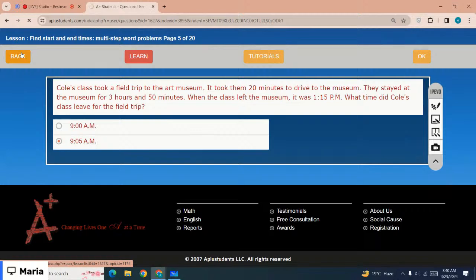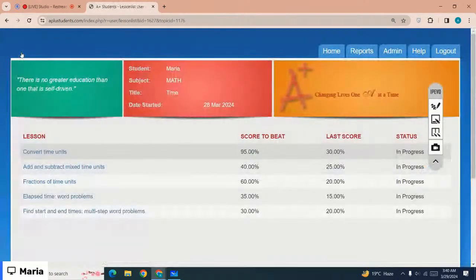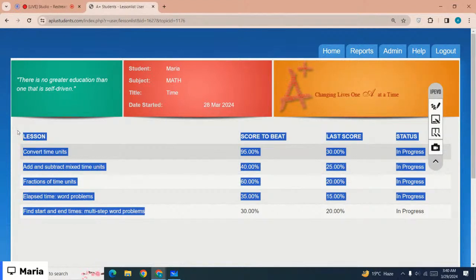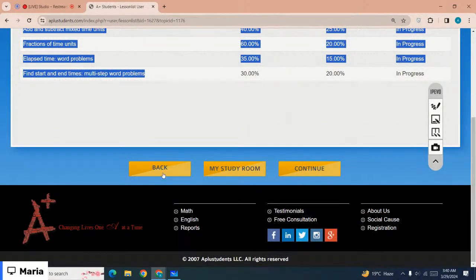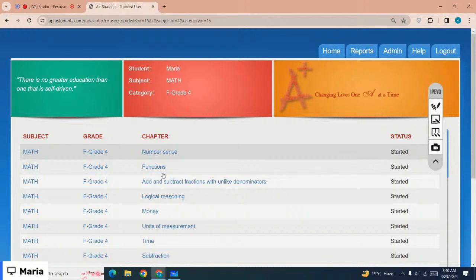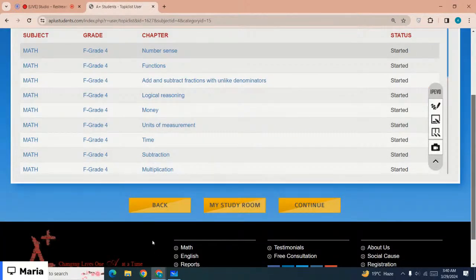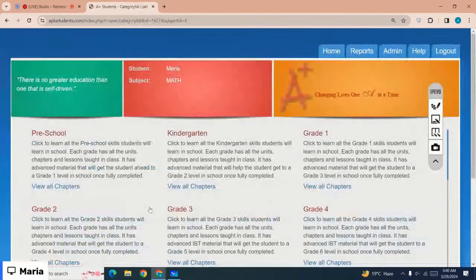Okay, you can complete the lesson by yourself later today. So we were working on grade 4 math. The chapter we were working on is time. The lessons we have covered today are convert time units, add and subtract mixed units, fractions of the time units, elapsed time, and find start and end times, right? So please make sure before the next session you complete all the practice questions for the lessons we did today. That is your homework until the next session, right?